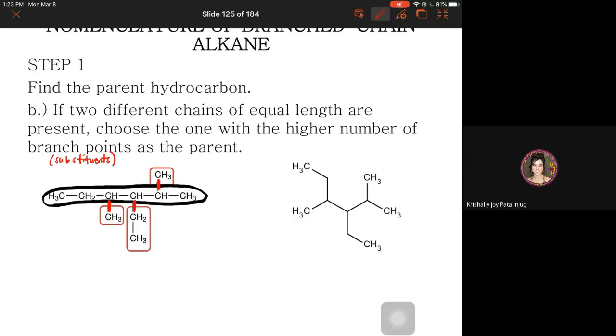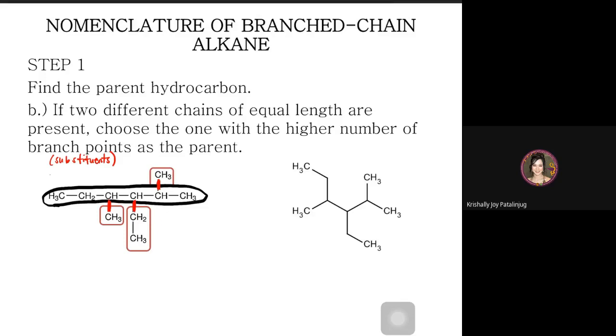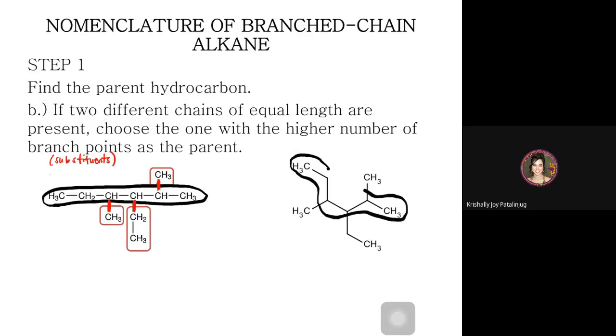Okay, now this part, dalawa din yung posibleng chain that you can locate upon finding the parent chain in this molecule. Okay, una, pwedeng this part highlighted with color black. Again ha, yung parent chain continuous. Continuous dapat.